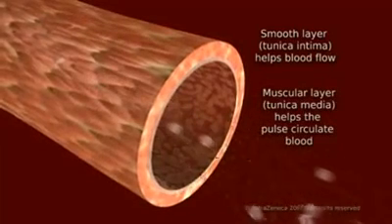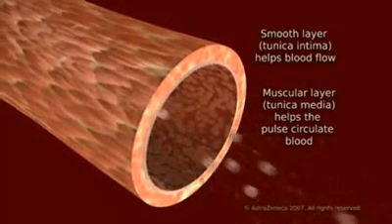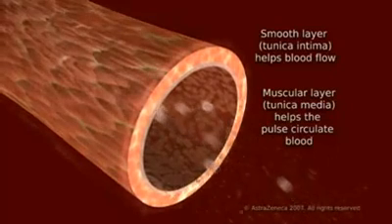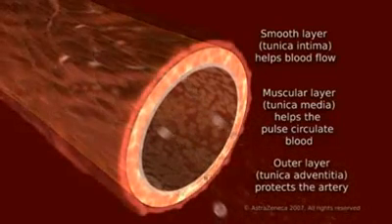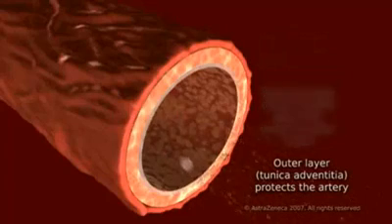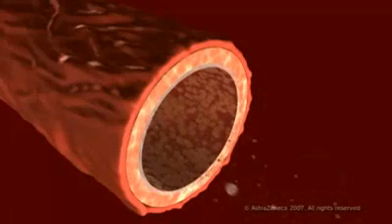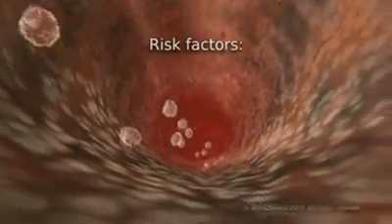A normal artery wall consists of three main layers: a thin, smooth layer that lines the inside of the artery to help blood flow, a muscular, elastic layer that helps the artery pulse to push blood around the body, and a tough outer layer to protect the artery.